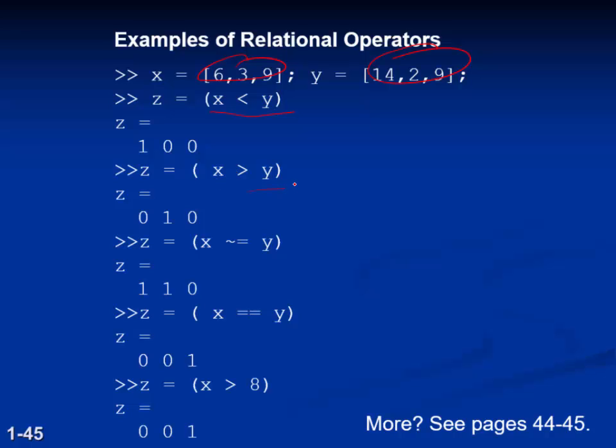Here, I do the same thing. X is greater than y, and again, the only place there. And not equal to, I get 1, 1, 0. Equal, equal, I get 1, 1, 0. So you put the answer there, z is equal to x less than y.